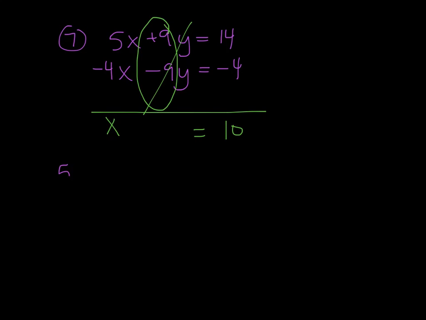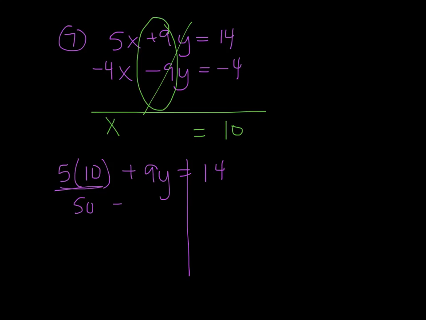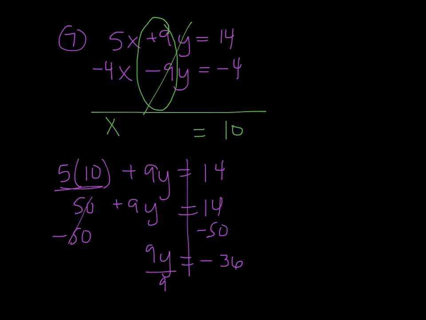So all I have to do is plug that into the top equation or the bottom equation where I see an x and solve for y. So I have to multiply these two together. Then I'm going to subtract 50. And then I'm going to divide by 9. So y equals negative 4. So I have the solution 10, negative 4.